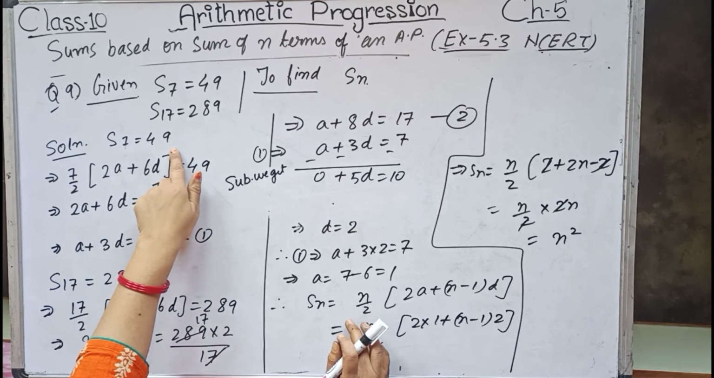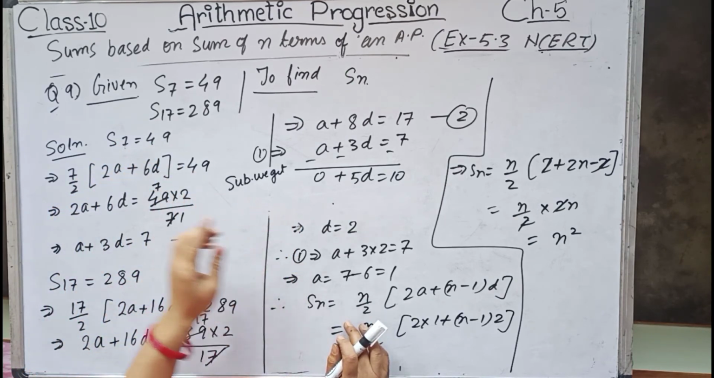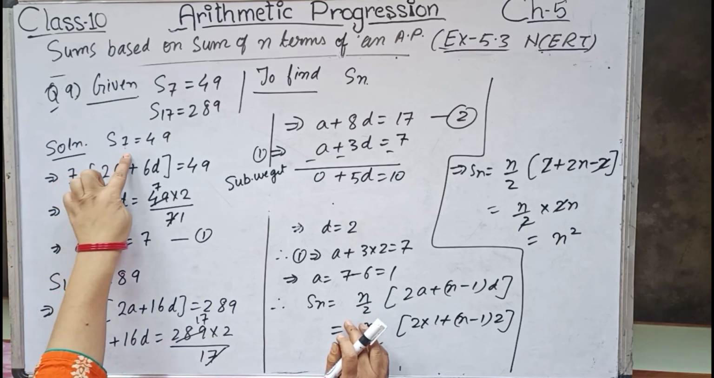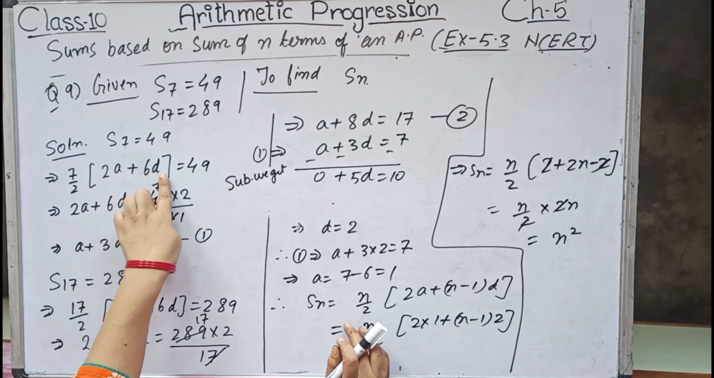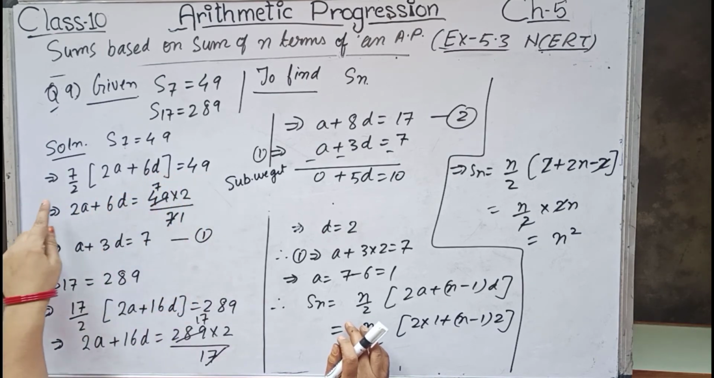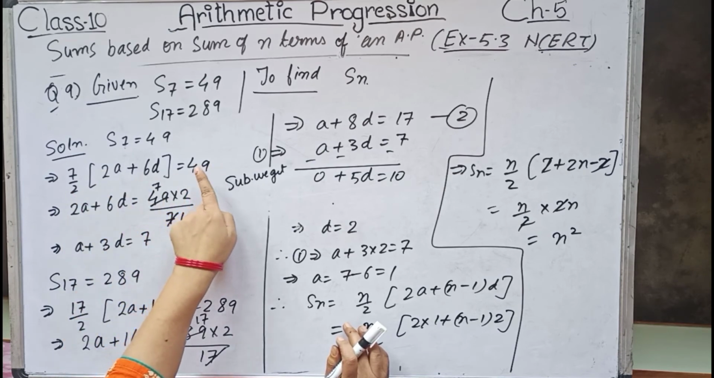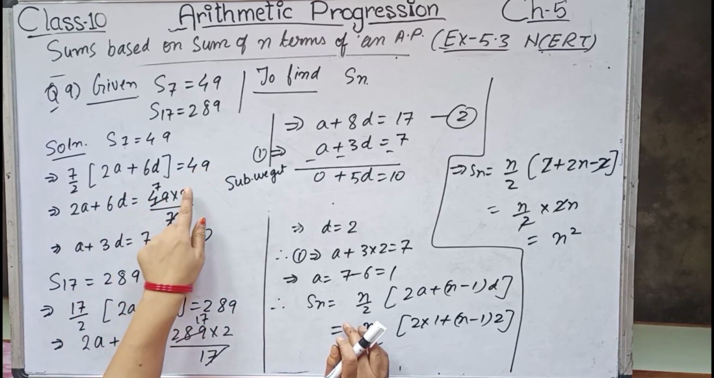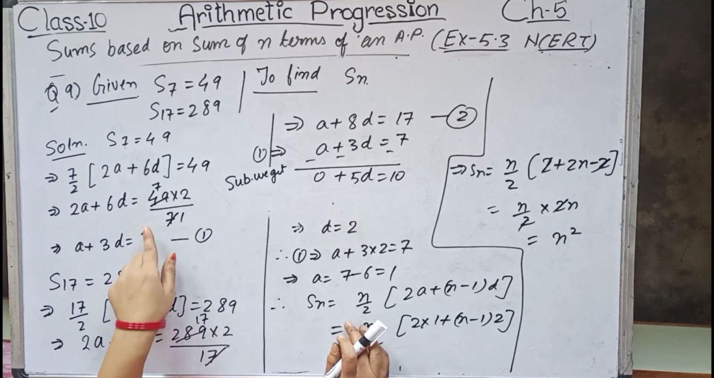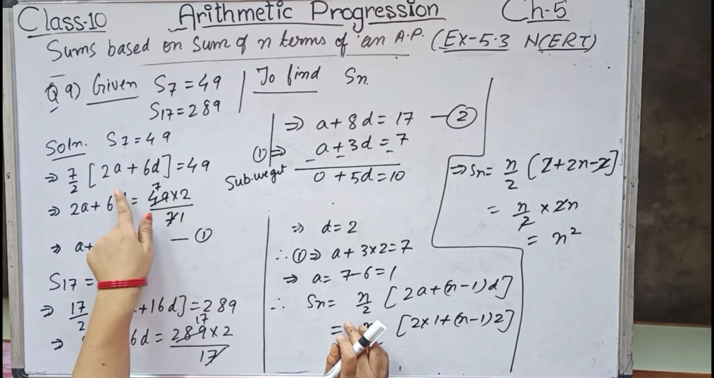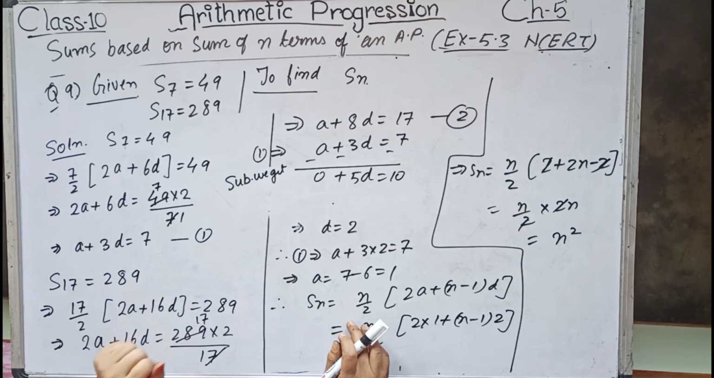Now S7 is 49. The formula for Sn is n by 2 times 2a plus n minus 1 into d. So over here, in place of n we write 7. So 7 by 2 times 2a plus 7 minus 1, that is 6d, equals 49. Now the 7 by 2 goes to the other side in the form of 2 by 7. So 49 into 2 by 7 will give us, sorry, 14. Now this 2 cancels from both sides, and we get a plus 3d equals 7.